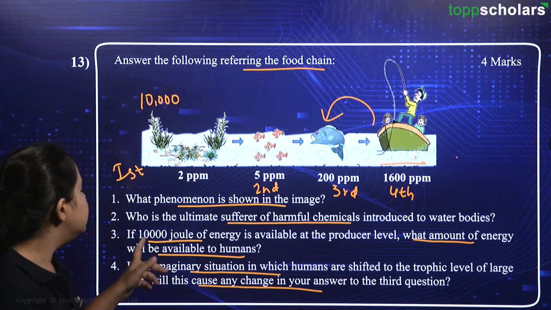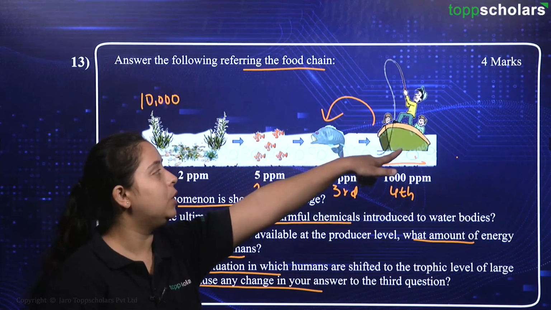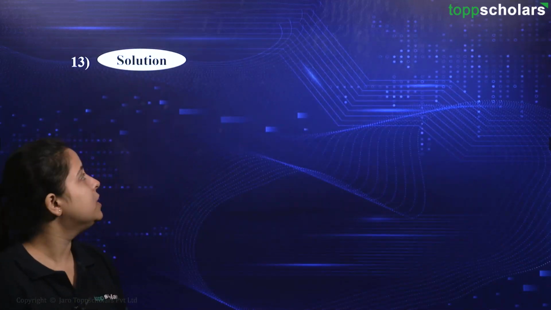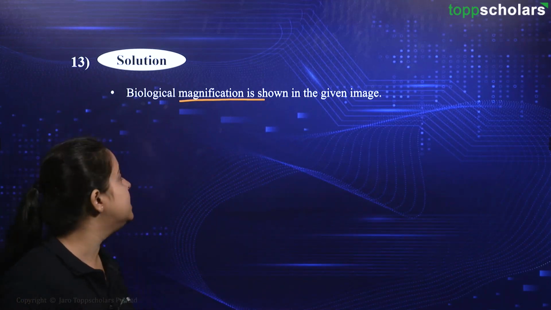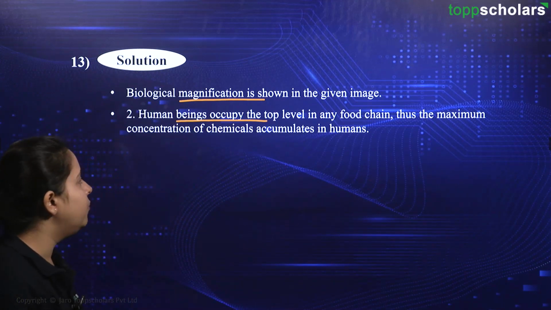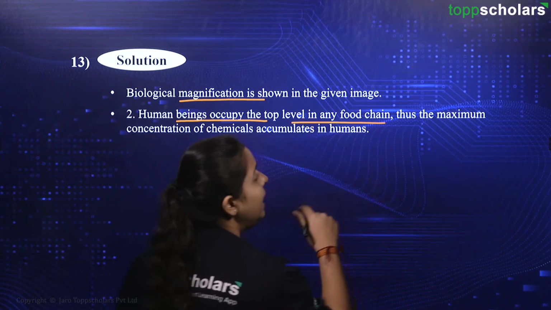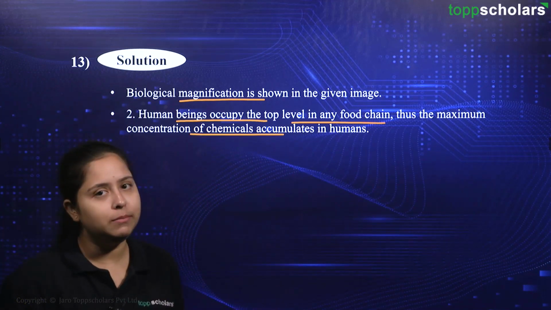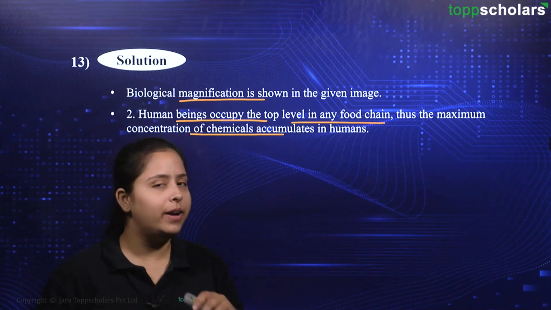Third, if 10,000 joule of energy is available at this level, we need to follow the 10% rule and then work out how much energy is present for human beings. Let us do that. Coming to the solution, the first part's answer is biological magnification, as we have already discussed. The second part's answer is human beings are the ultimate sufferer of this bioaccumulation. Why so? Because human beings occupy the top level in any food chain. Thus, the maximum concentration of chemicals accumulates in human beings, and hence human beings are the ultimate sufferer of this biological magnification that we are talking about.